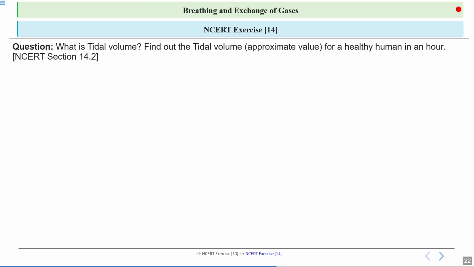Next question, what is tidal volume? Find out the tidal volume approximate value for a healthy human in an hour. So this is a numerical based question. This question is coming from the NCERT section 14.2. Let us see the answer of this question.